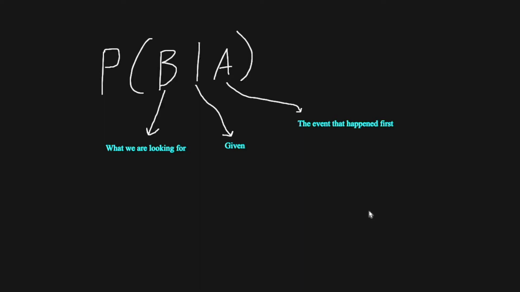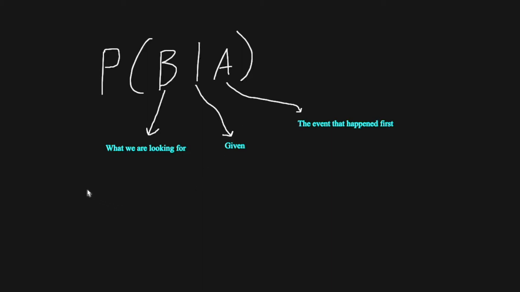We have this conditional probability, which is saying the probability of B given A. The probability of B is what we are looking for. This line right here indicates given. What are we given? A. A is the event that happened first. So this is what conditional probability is.